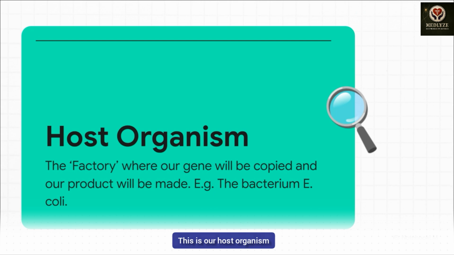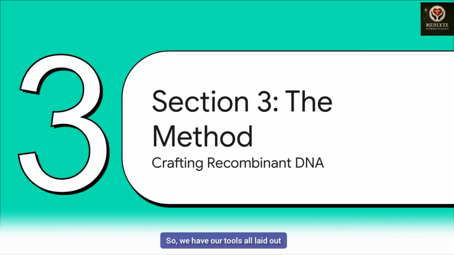And finally, we need a factory. This is our host organism, where our gene will be copied and our product will be made. For this, we usually choose a simple and fast-growing bacterium like Escherichia coli, or E. coli for short. This little guy is truly the workhorse of biotechnology. So we have our tools all laid out. We have our scissors, our glue, our delivery vehicle, and our factory.